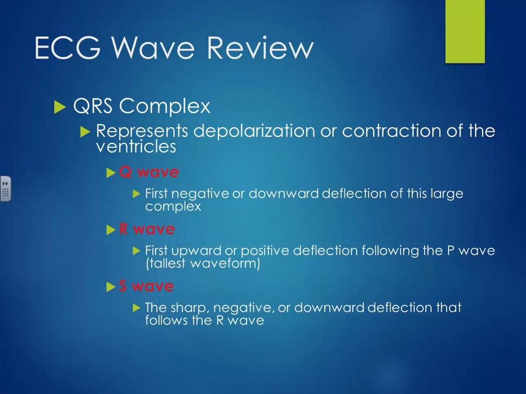Your R wave should be your tallest, and it should be your positive deflection. So anything above the isoelectric line is positive, anything below is negative. And then your S wave, sharp negative downward deflection. So it's your Q, your R, and your S is coming down. Then we're looking at the isoelectric line. If it meets back at the isoelectric line, that is the end of your S wave. Okay?